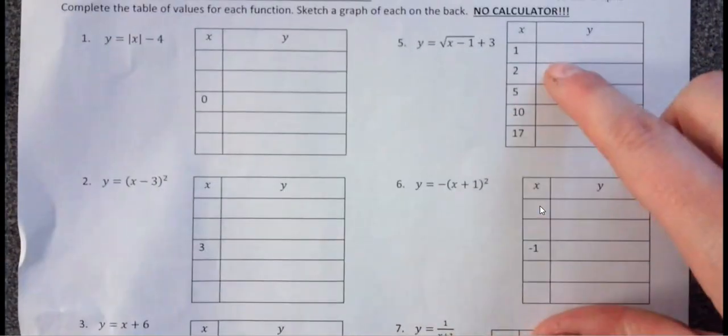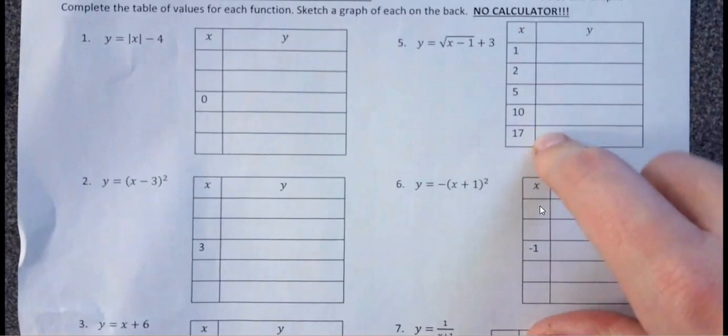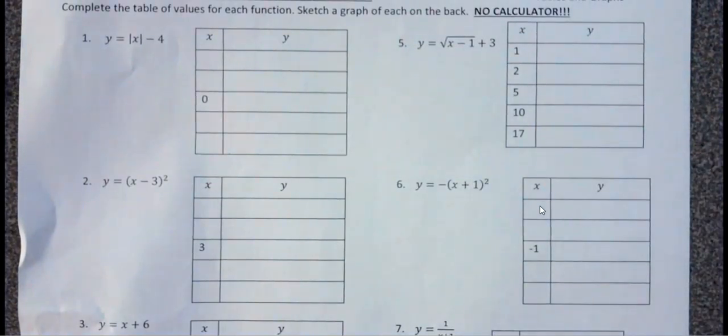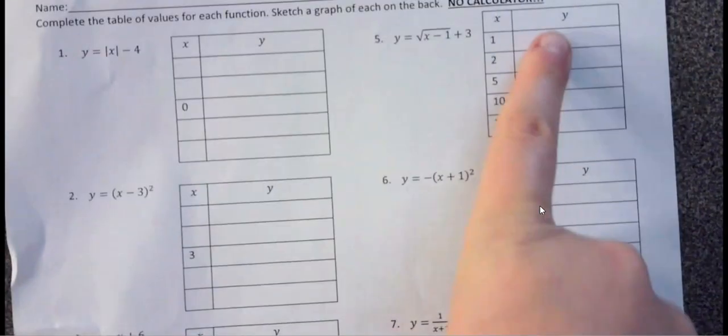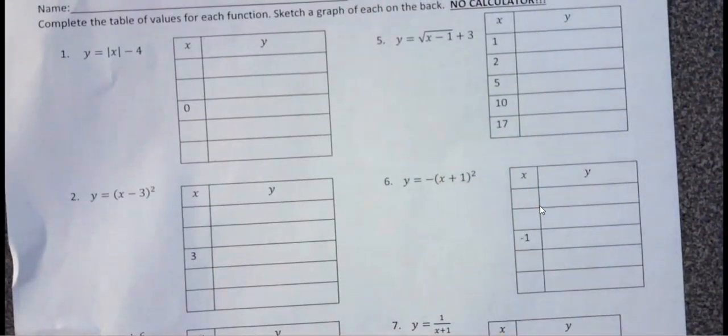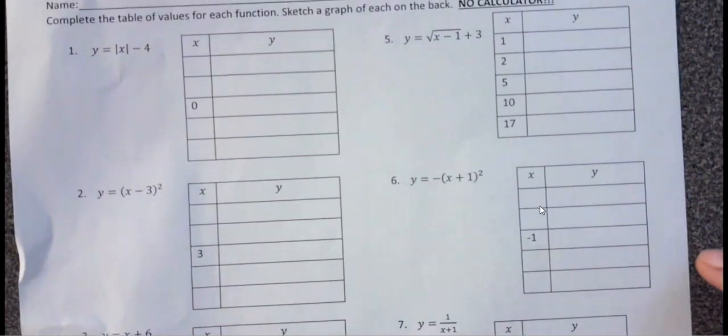It's basically like the ones with the x values filled in, these are the x values that will give you whole numbers for the output or the y values. We talked about input and output yesterday, domain and range. The domain was like the x values and the input. The range was the output or the y values. So we are going to figure out the y values today.